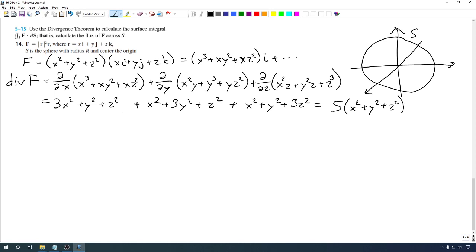Of course, since we are integrating this over the interior of a sphere, that kind of begs for spherical coordinates. And the function that we're trying to integrate here is really set up for spherical coordinates. This 5 times the sum of these squares is just going to be 5 times rho squared. And so we integrate this.